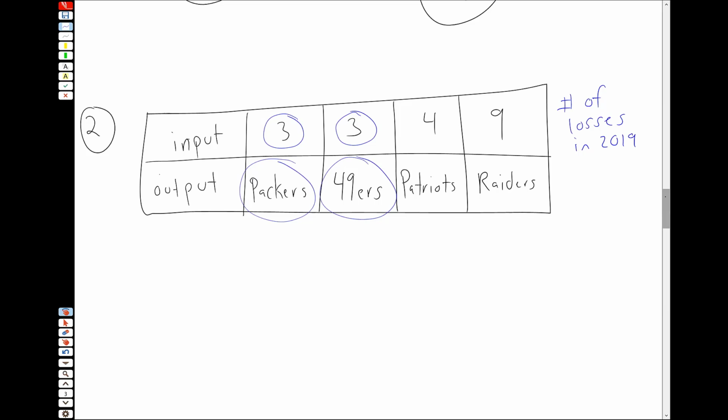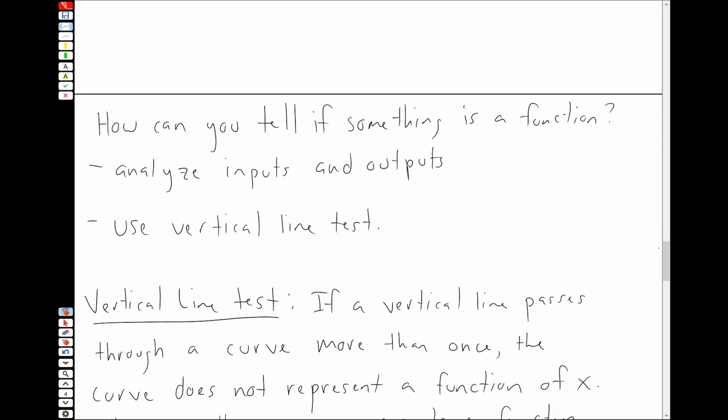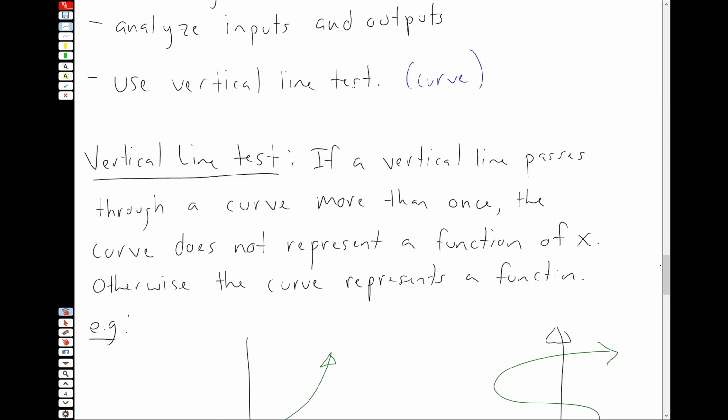Now, how can you tell if something is a function? What we've been doing is analyzing inputs and outputs. So if you're given functions with tables or pictures, this is a really good way of doing this. If you're given a graph or a curve, then we have something called the vertical line test. And this is another method you can use to determine if something's a function or not. So the vertical line test says the following.